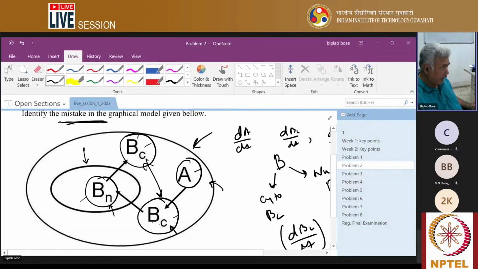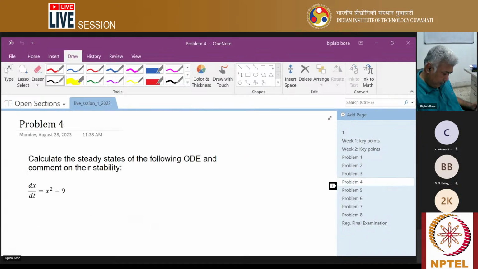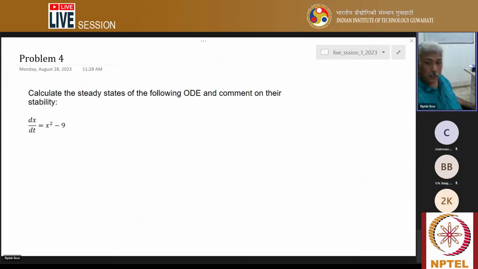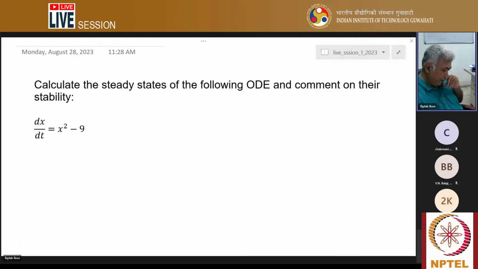Okay, let us go to some other problem. This is from the second week. If you have gone through the lectures of the second week, you should be able to answer this very easily. The question is: calculate the steady states of the following ODE and comment on their stability. So this one ODE is given. I have to calculate the steady states and find their stability.